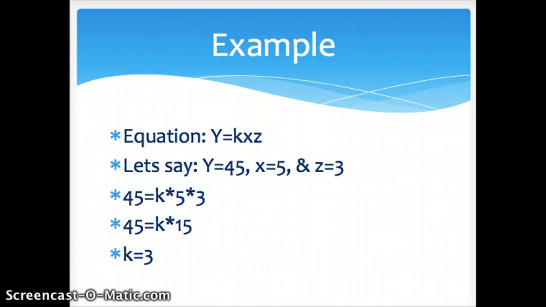And now you multiply 5 times 3 and you get 15. So the next step of your equation would look like 45 equals k times 15. And after you divide 45 by 15, you get that k is equal to 3.